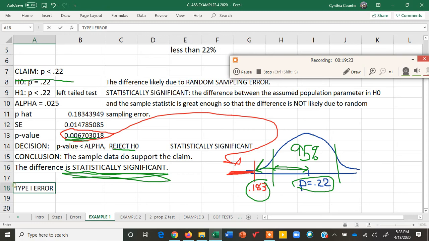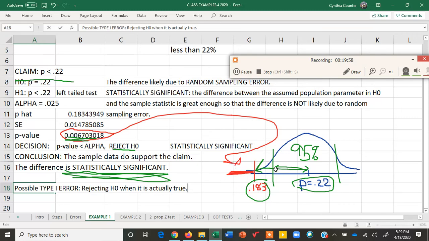So I should say this is a possible type 1 error here. And a type 1 error is rejecting the null hypothesis when it's actually true. Now, of course, we don't know if we've made this error or not, but we know the probability of making this error, because we are going to make this error if we end up with something way down here in the left tail.